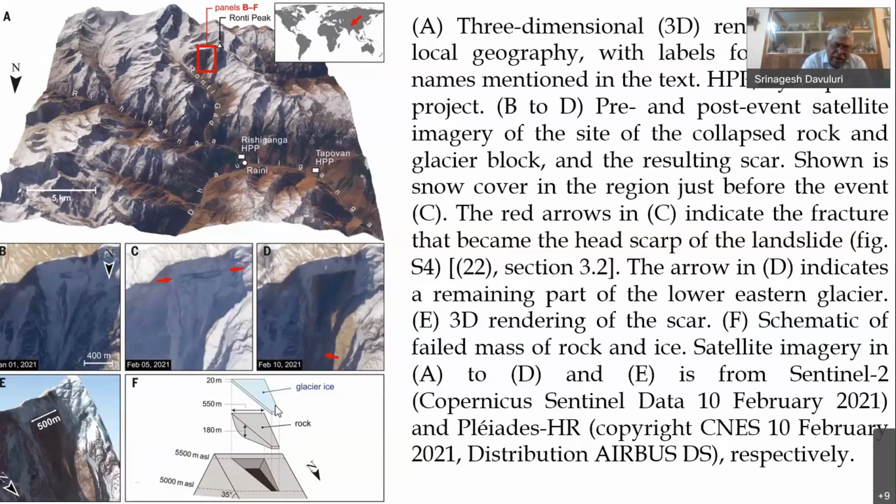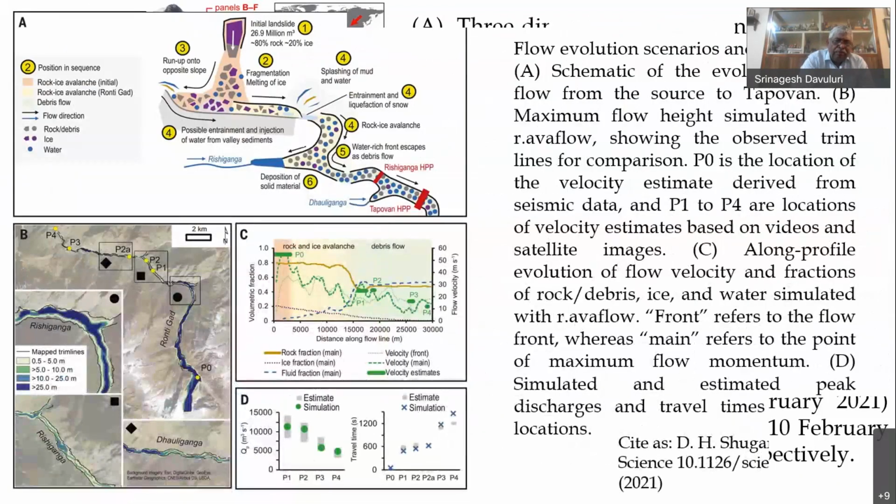And if you look, 20 meters of glacier ice is there, 180 meters into 550 meters is the rock, and it fell from 5,500 meters to about 5,000 meters. So there was a rock fall of 500 meters, and you can imagine what kind of impact it would have created because of this huge mass of material which slid and fell down on the ground.